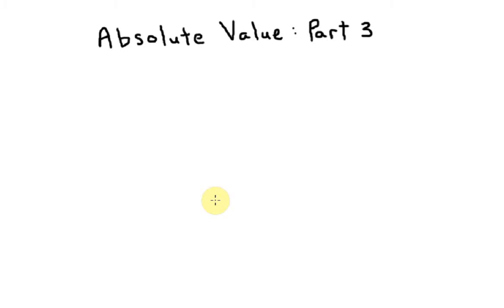Okay, this is absolute value part 3, and I'm going to be doing an analysis of an even more complicated example. So, first thing I'm going to do is give you the one that we're going to try to graph and then analyze. So it's y equals negative 1/2 times the absolute value of 3x plus 6, and then plus 3 at the end. Okay, so let's get started with the analysis.